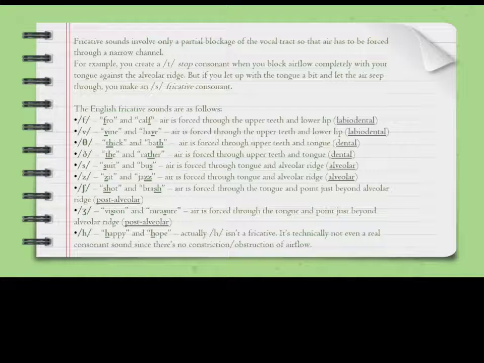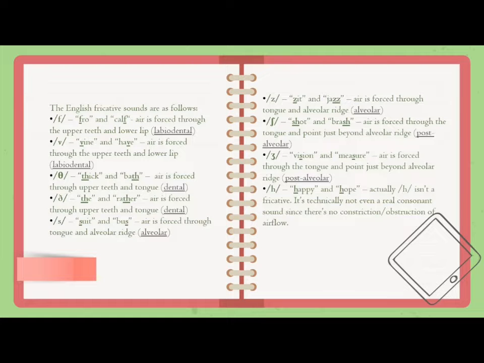And the next one is s, as in sweet and buzz. Air is forced through the tongue and alveolar ridge, alveolar. The next one is z, as in zit and jazz. Air is forced through the tongue and alveolar ridge, alveolar.